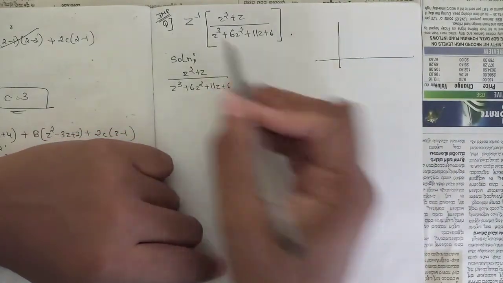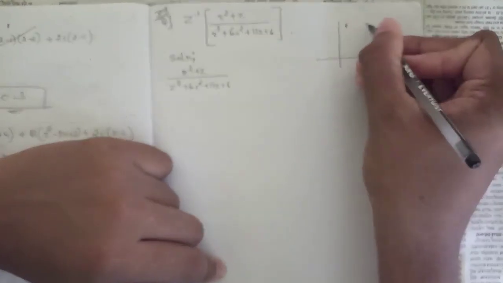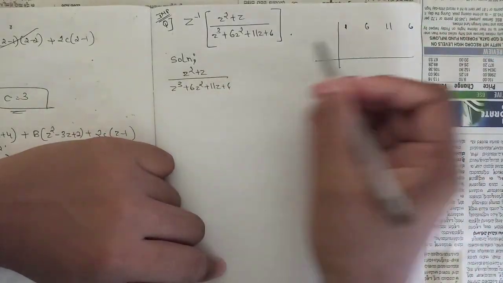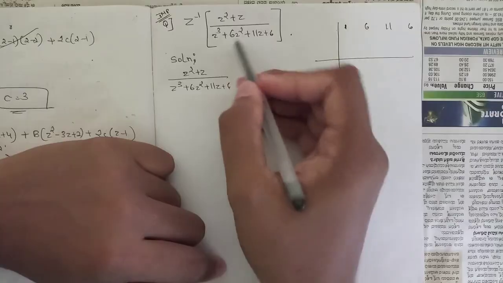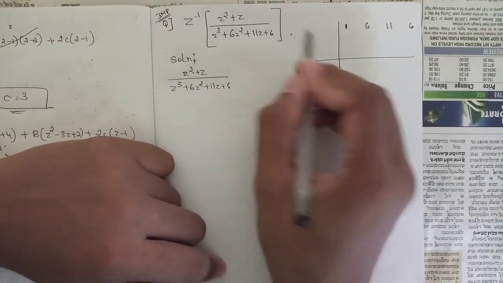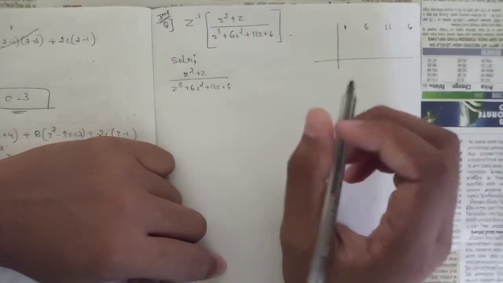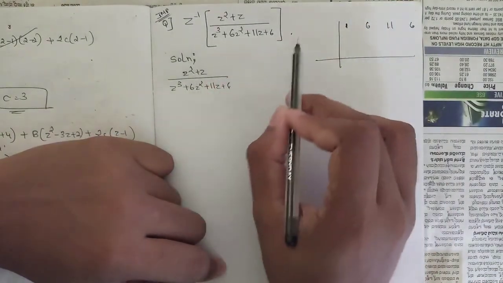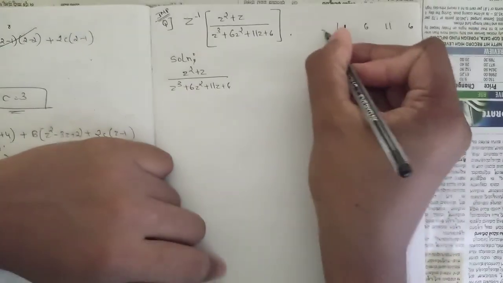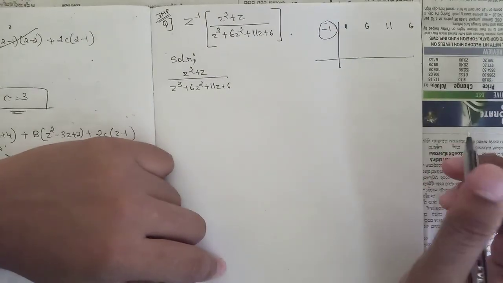Let's take the coefficients of this term, that is 1, 6, 11 and 6. So the first root, we need to write it here. The first root is whatever z value we fill in such a way that the answer we get is 0. I've already done that. You need to put this equation in the calculator and find the first root. The first root which I got is -1, okay?